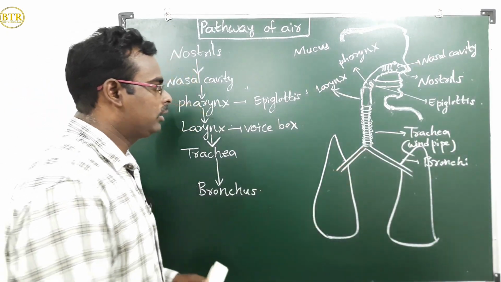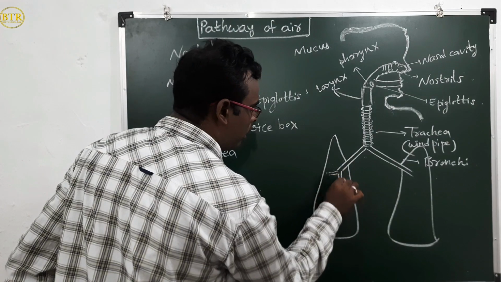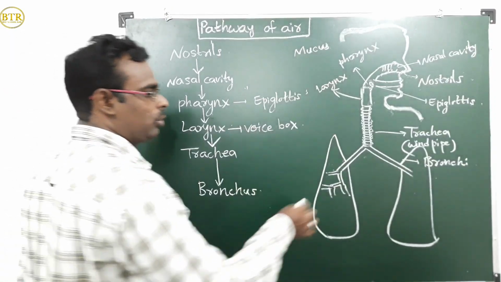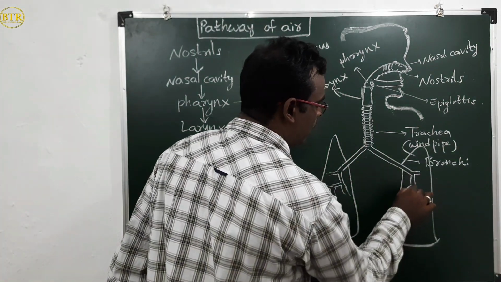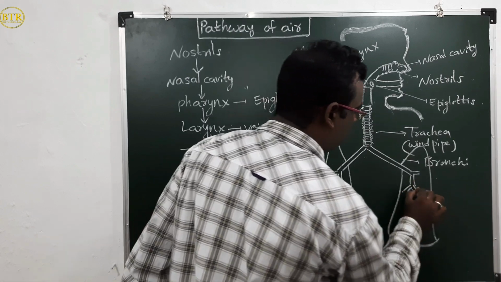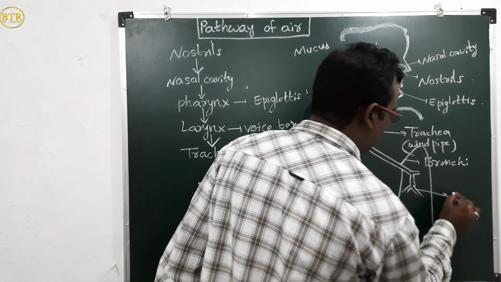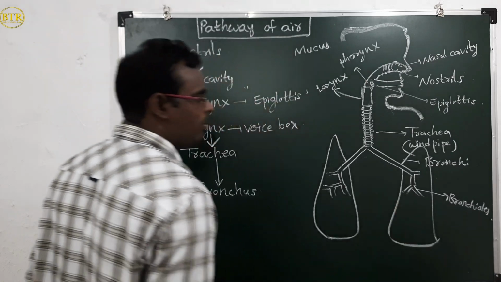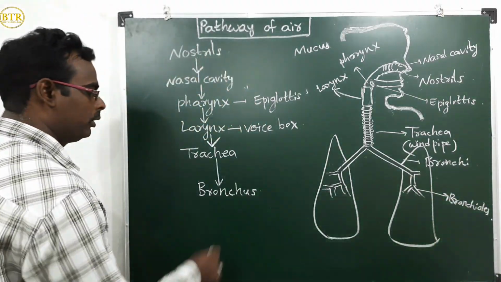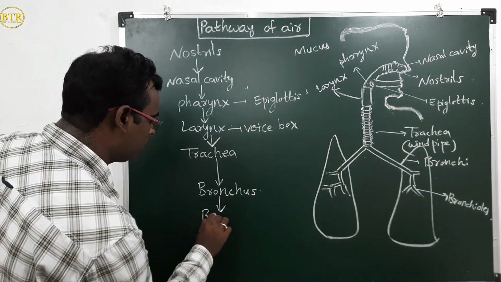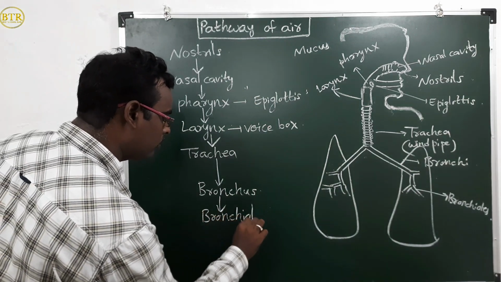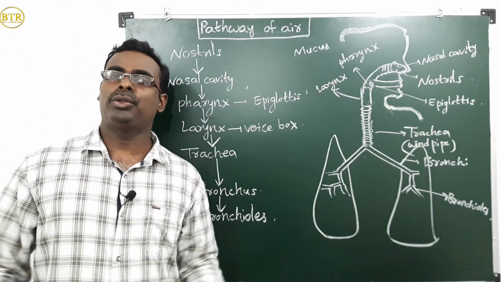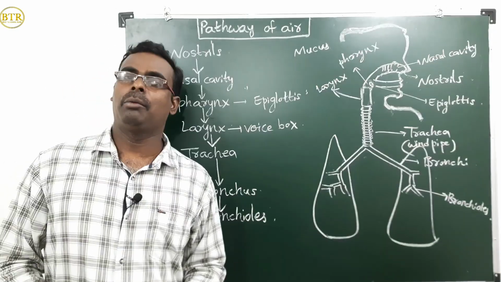Next, each bronchus divides into smaller and smaller branches. So this bronchus also divides into many small branches. These small branches are called bronchioles. That means the bronchus opens into the bronchioles. What are bronchioles? The small branches which are produced from the bronchus are called bronchioles.